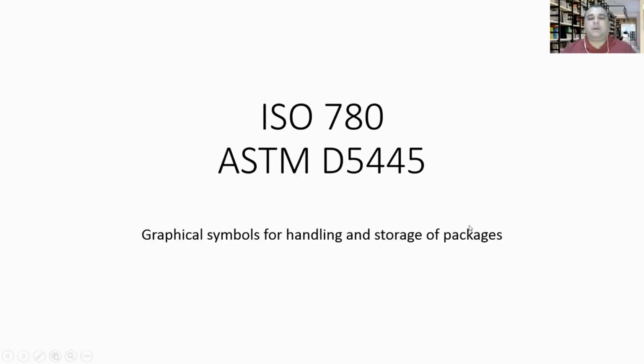So the international standards regulating the use of graphical symbols or pictograms in labeling and in packages around the world are the ISO 780 and the ASTM D5445. These are the two main international regulations regarding the use of these symbols.